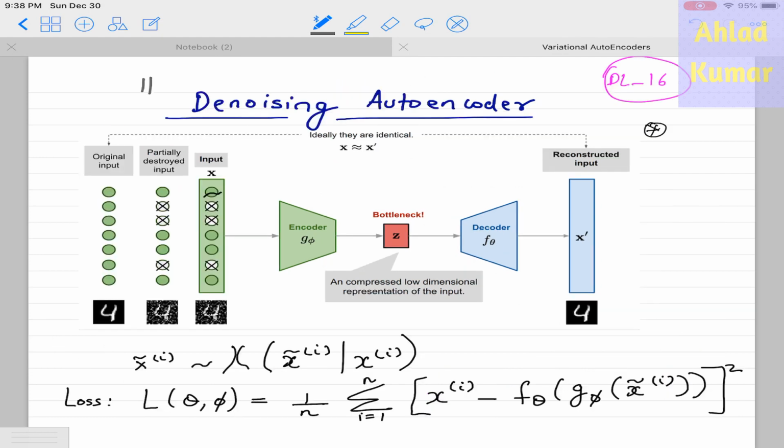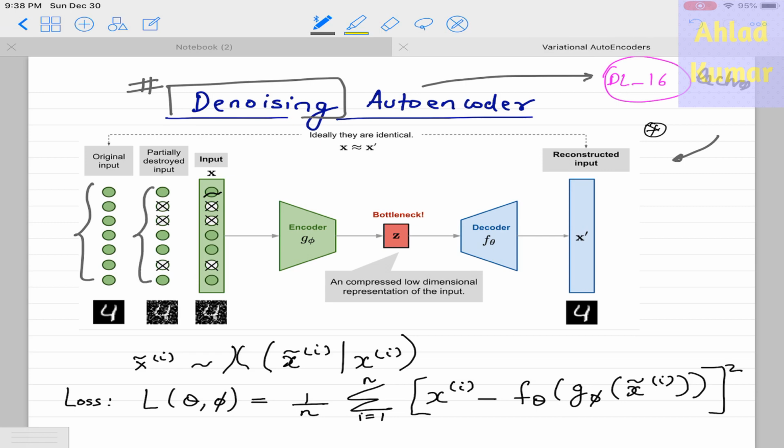The next application of this autoencoder is the denoising autoencoder. We have discussed this in detail in the DL_16 lecture. This represents the typical flow of the problem. Here this represents the original image. These are the partially destroyed samples, which we obtained by adding noise from this image to this image, and the process of obtaining this from the original image is represented like this.